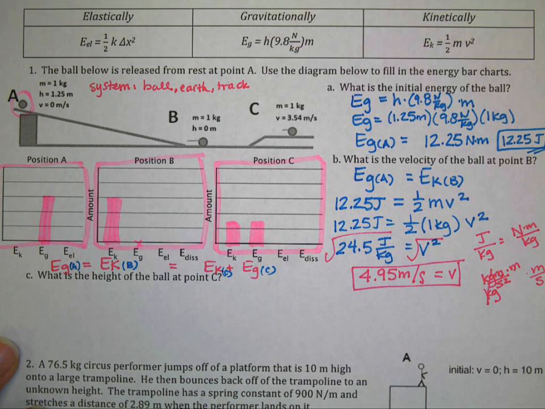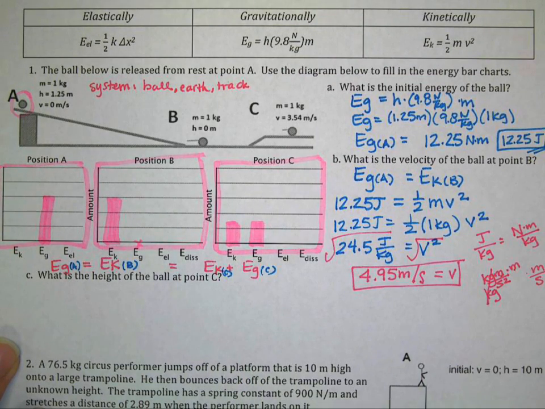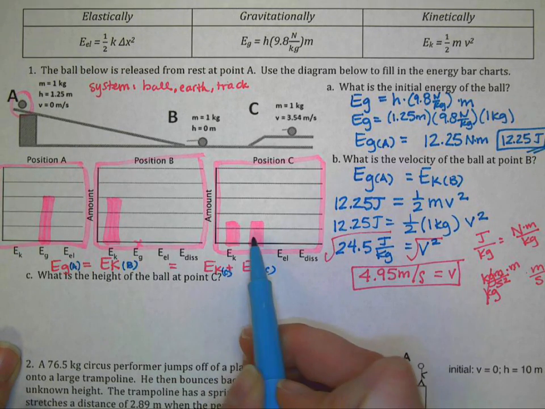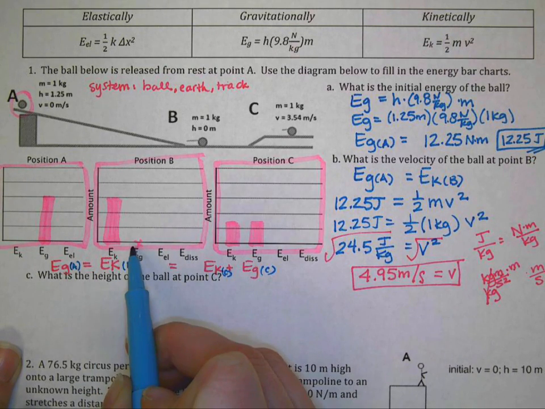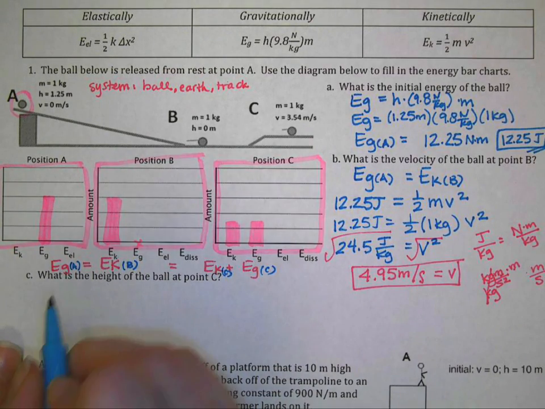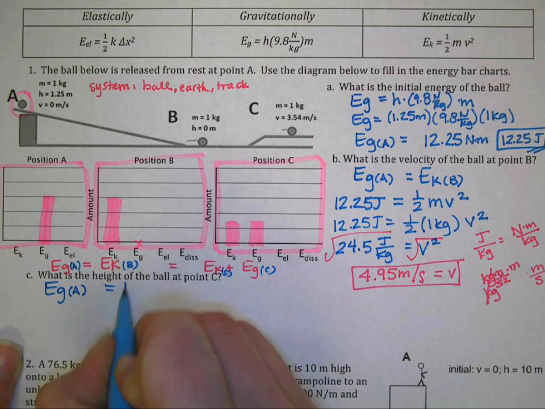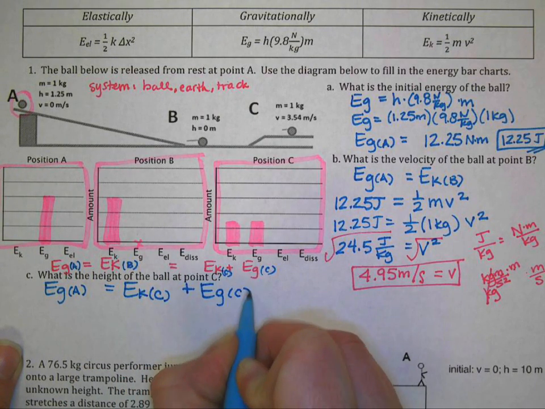Part C is asking for the height of the ball at point C. To solve for that, there sometimes are a couple ways to do it. We can't necessarily know that these are half of each other. So we really better write out an equation that shows that these two added together equal either the energy stored at position B or the energy stored at position A. I'm partial to A since we did that in part A, so the energy stored gravitationally in part A is equal to the energy stored kinetically in part C plus the energy stored gravitationally in part C.